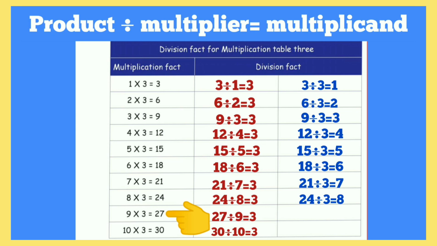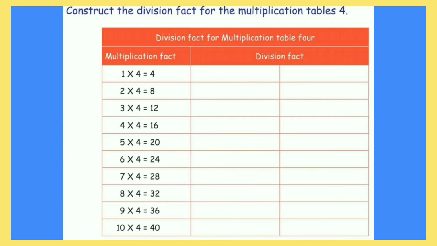27 is the product, 3 is the multiplier and 9 is the multiplicand. So the division fact is 27 divided by 3 equal to 9. Next, 30 is the product, 3 is the multiplier and 10 is the multiplicand. So the division fact is 30 divided by 3 equal to 10.